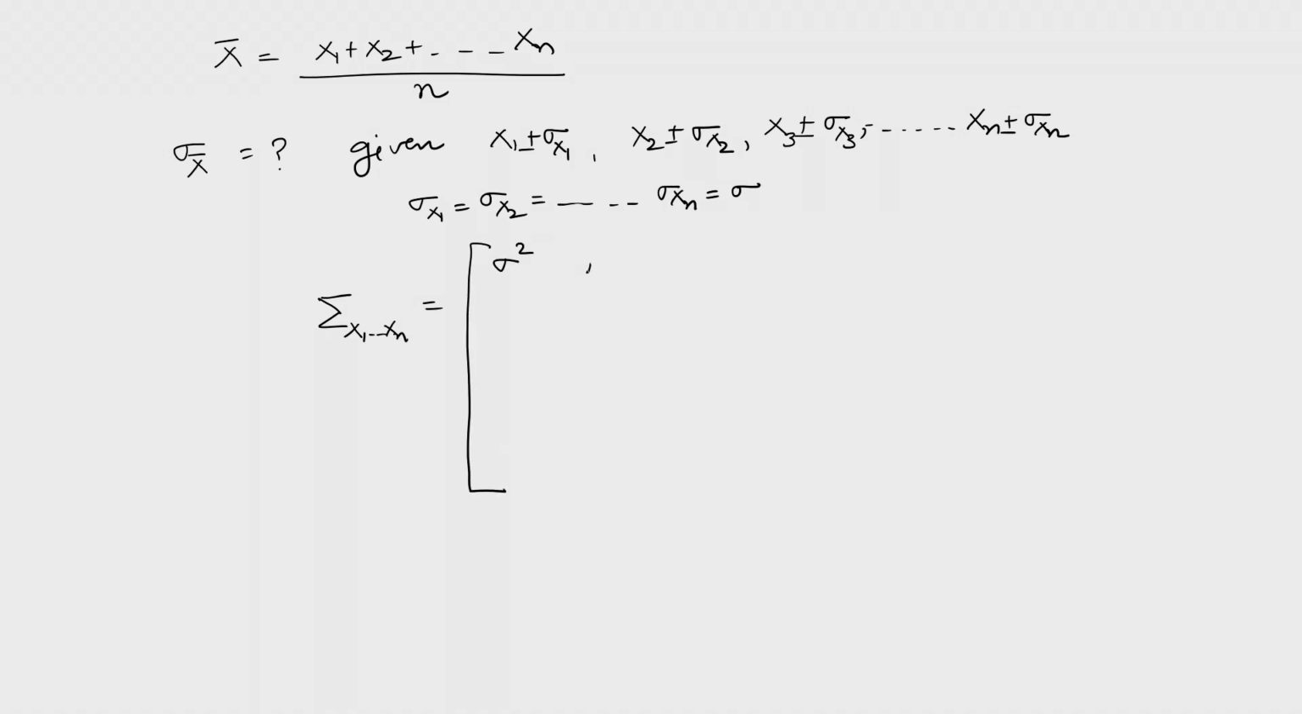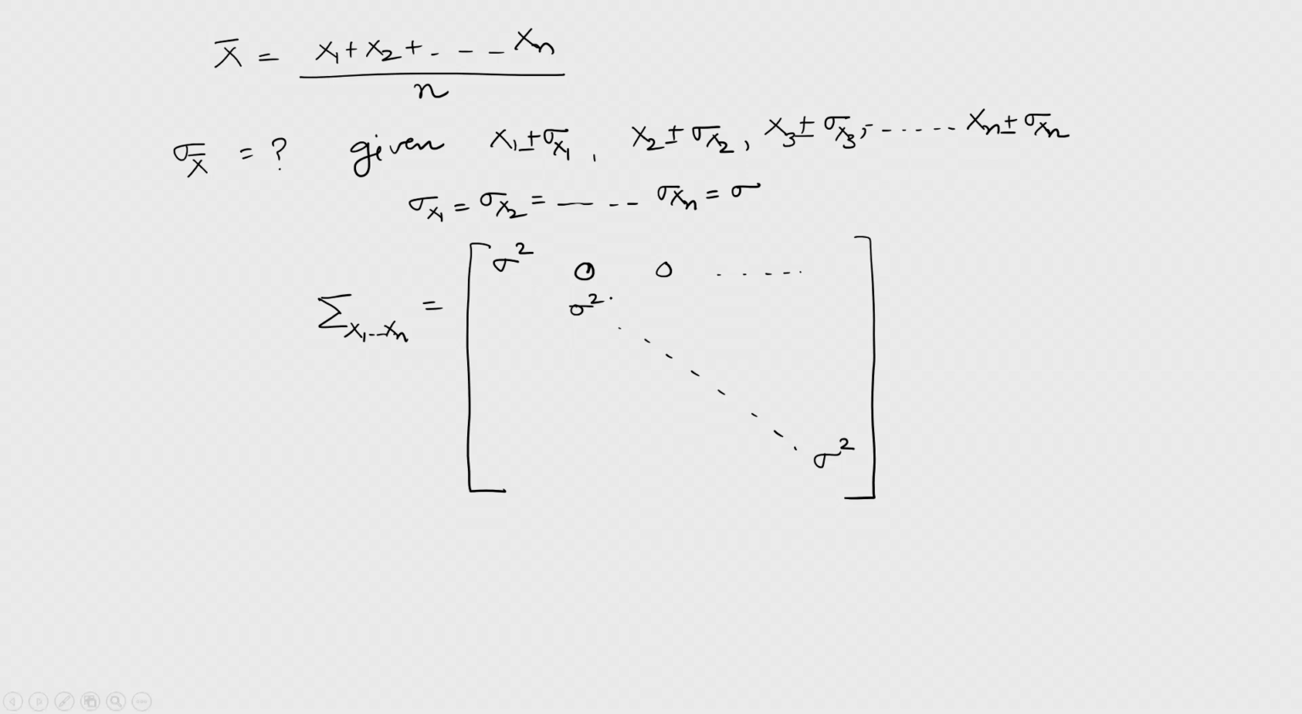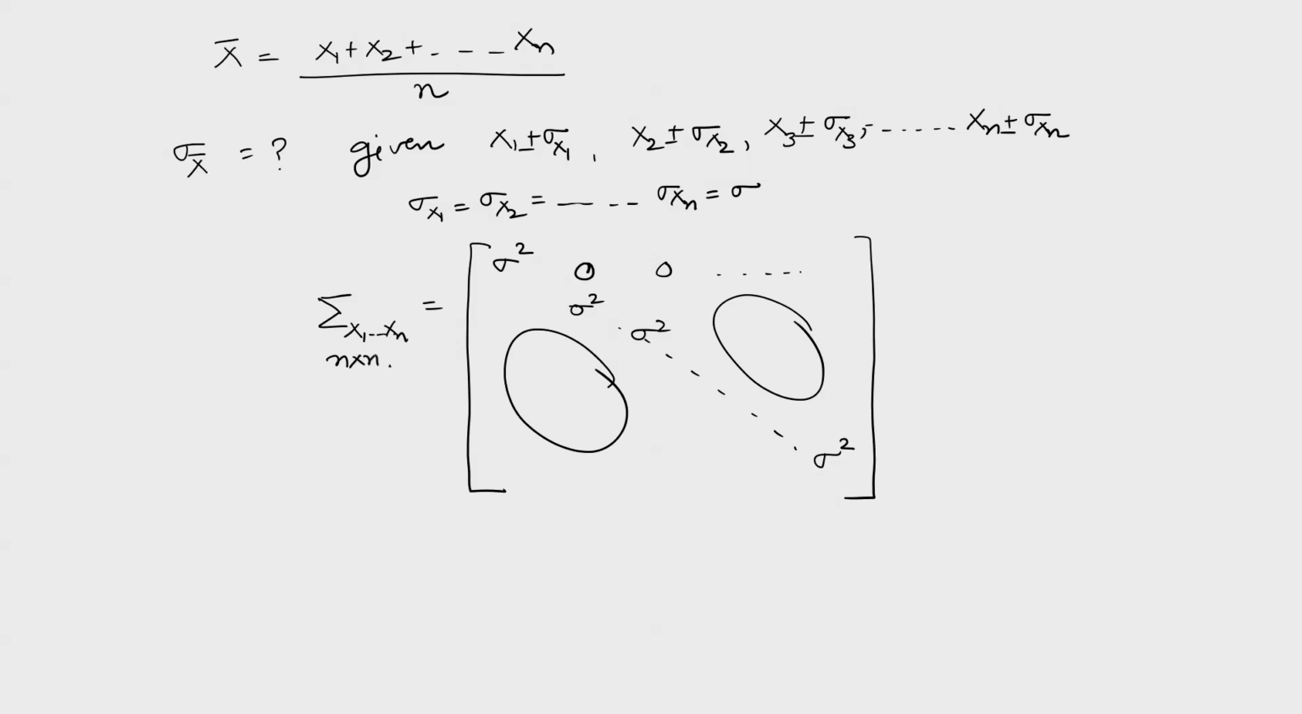If sigma square is 0, because covariance will be 0 between x1 and x2, x1 and x3, and so on. Then here is sigma square, and this is the leading diagonal, all are sigma square. Here complete zeros, here complete zeros, and the size of this matrix will be n by n.